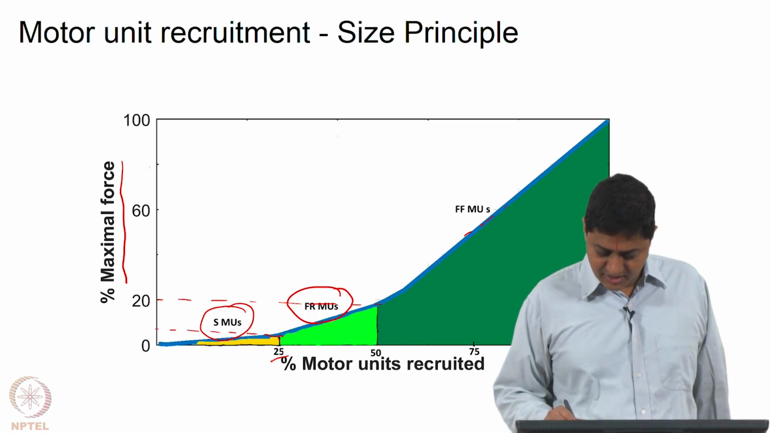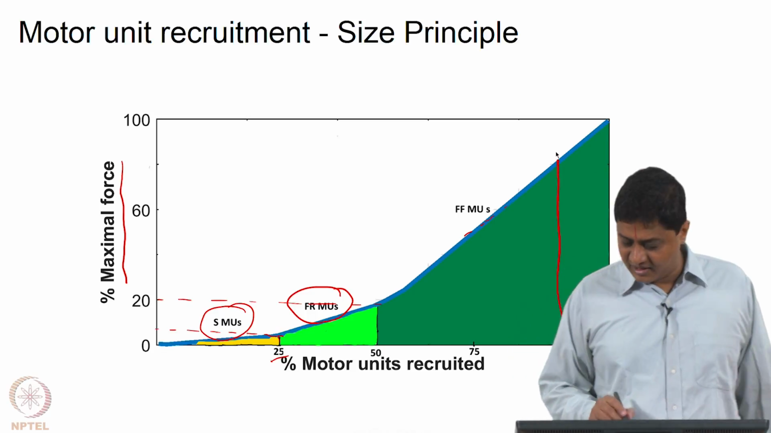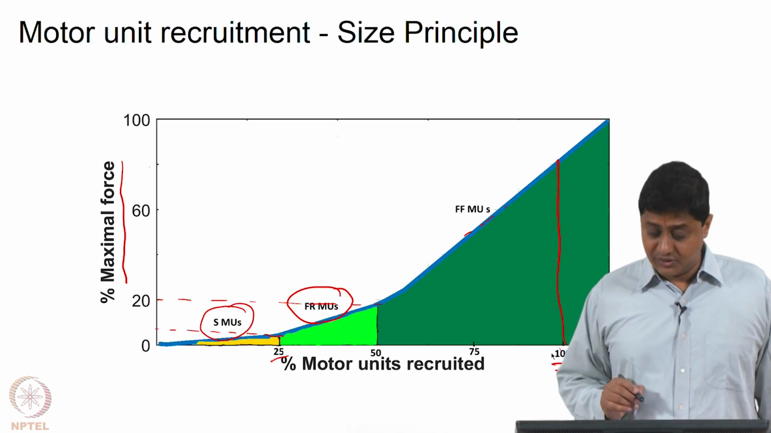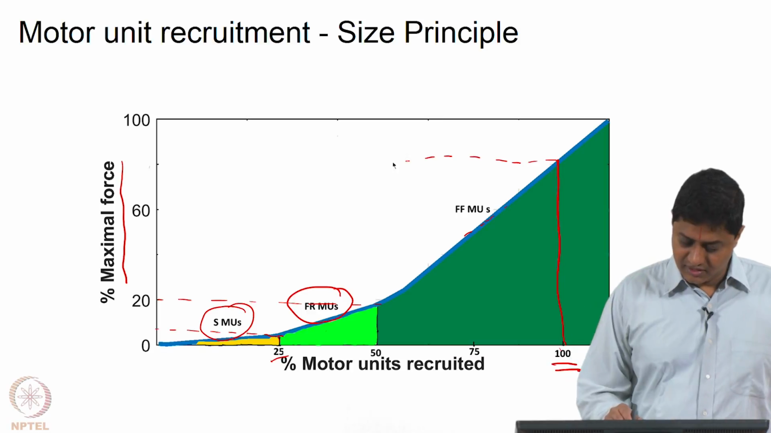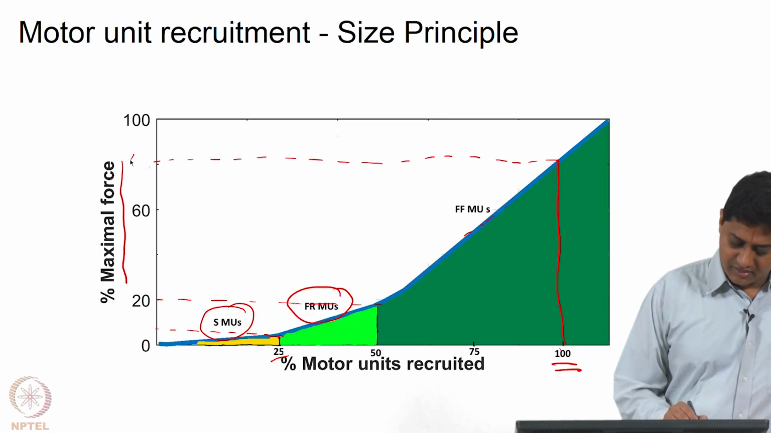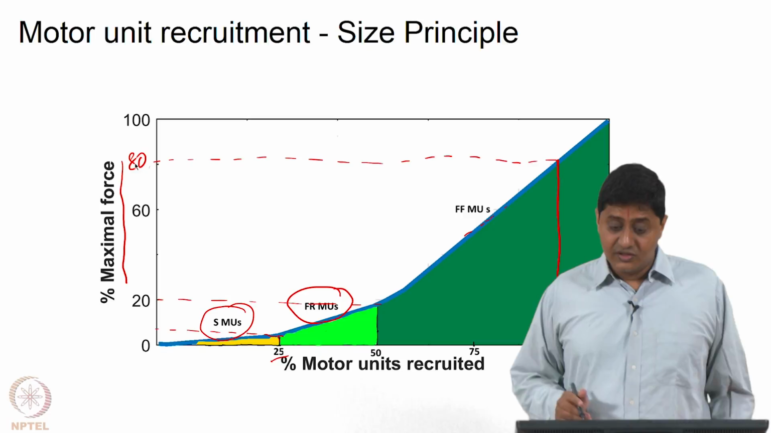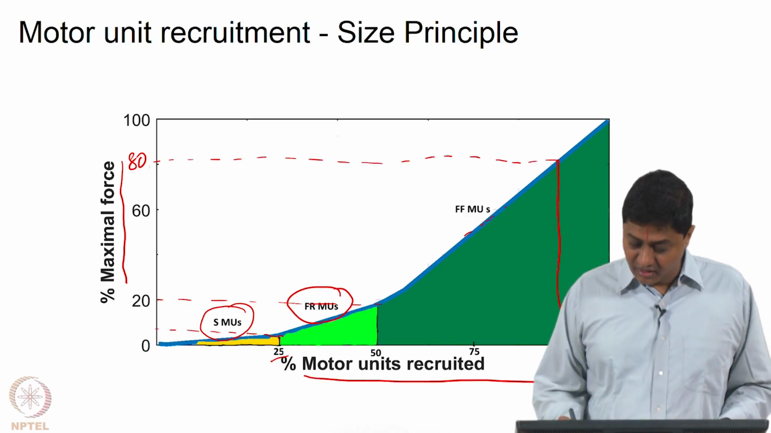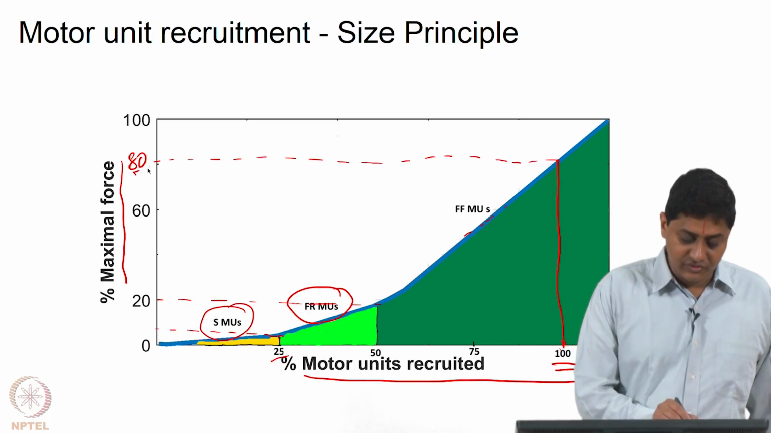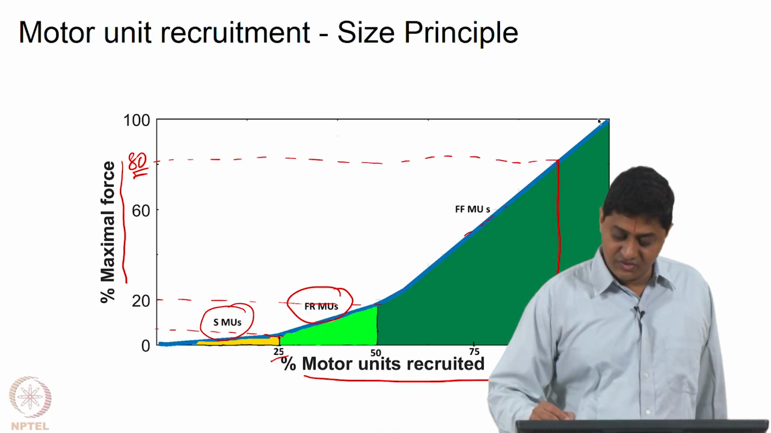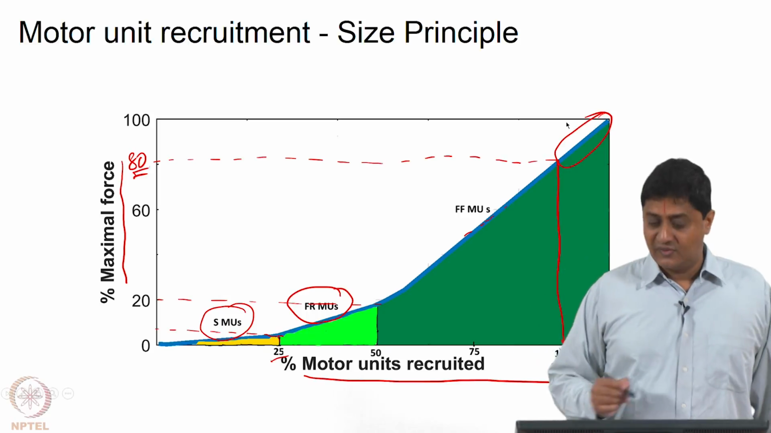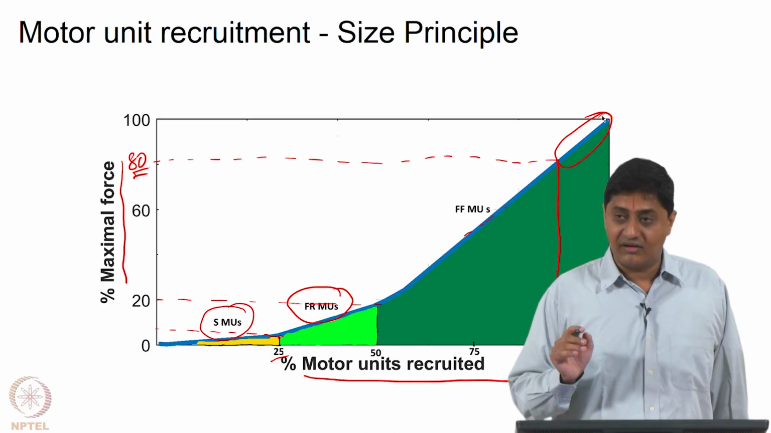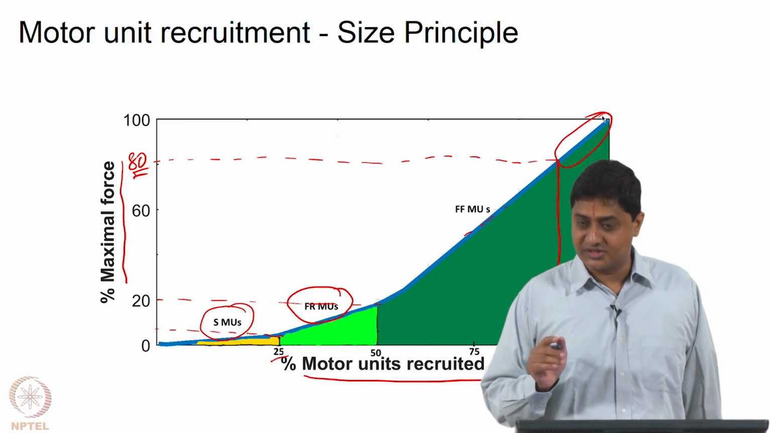And then at some point I have recruited all 100 of my motor units. What is the force at that level? Approximately 80. So, after all 100 motor units are recruited, I am able to produce about 80% of the force. Then how is this increase happening? This increase is happening by increasing the firing rate of the motor neurons, right.